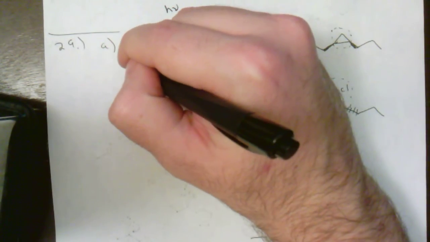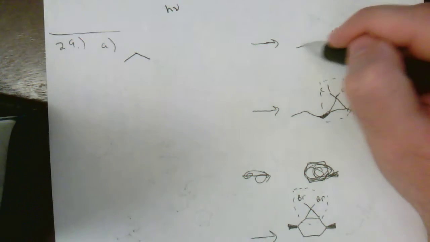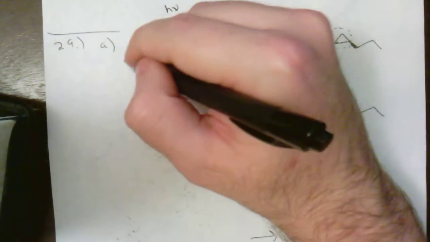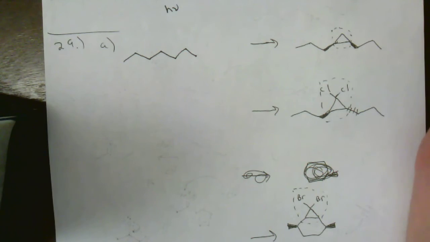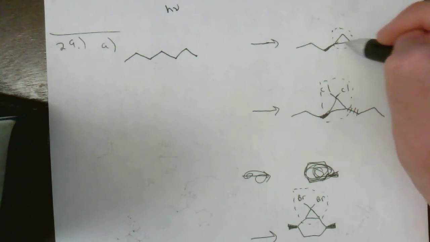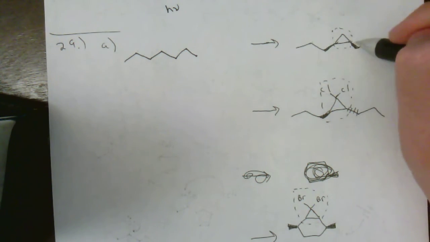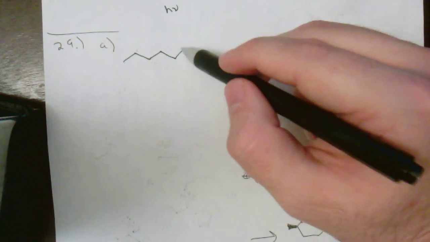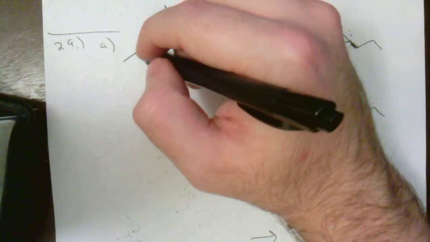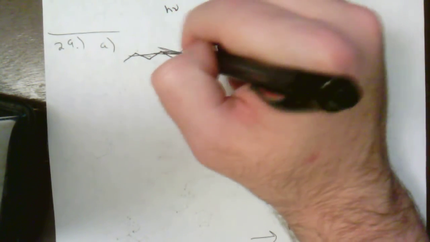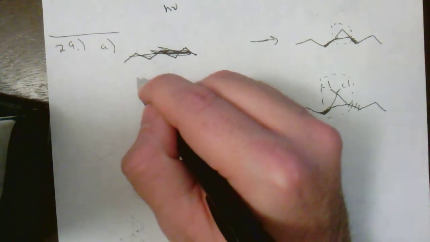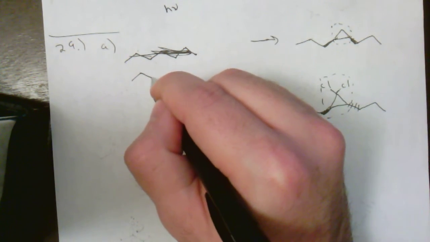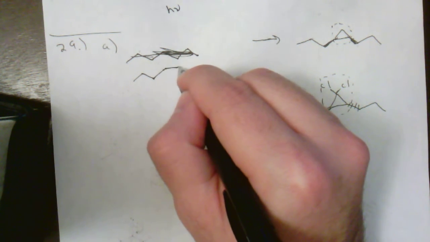So I'm just going to redraw this. 1, 2, 3, 4, 5, 6, 7, 8. 1, 2, 3, 4, 5, 6, 7. Oh, I screwed up my drawing, didn't I? I screwed up my drawing a little bit. Let me try this one again. Okay. Because I need to keep this.